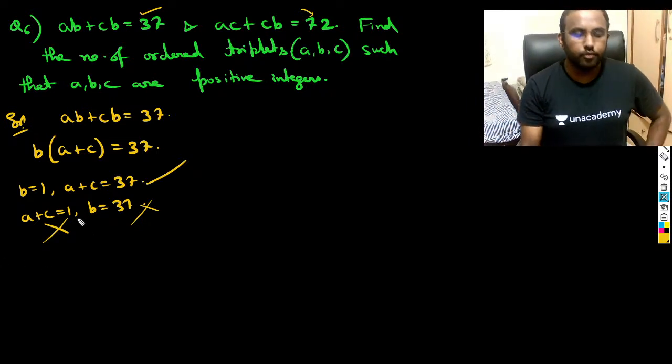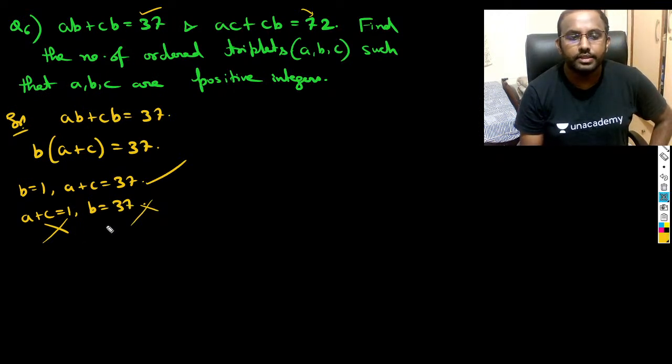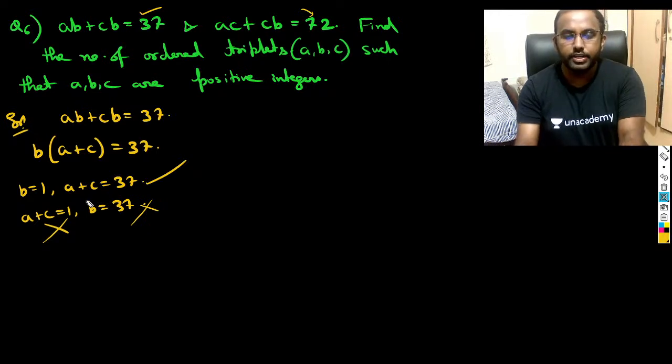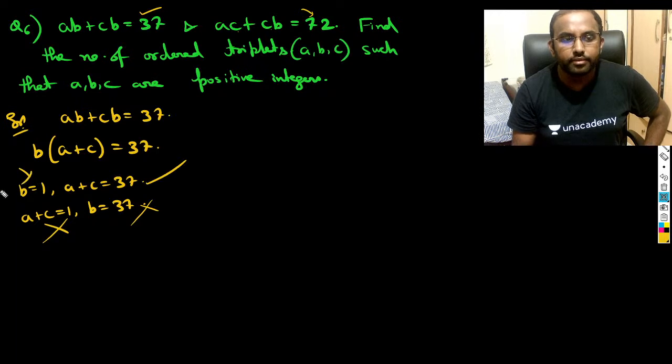So once we get this value here, A plus C is equal to 1 and B is equal to 37. Okay. Now I want to parallelly check these values here also. So AC plus CB is 72. If AC plus CB is 72 here, then I know that now B is equal to 1.